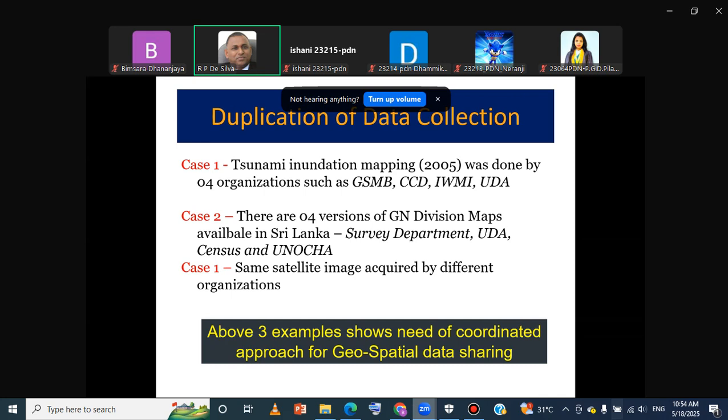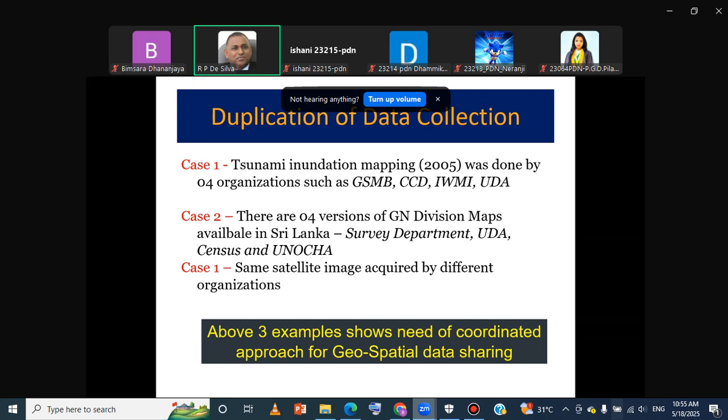But unfortunately, that cannot be allowed with a proper NSDI. We should be able to now come up with proper data structures. So then we know exactly what GN divisions are, what the boundaries are, what the sizes are, and it's a standard product.